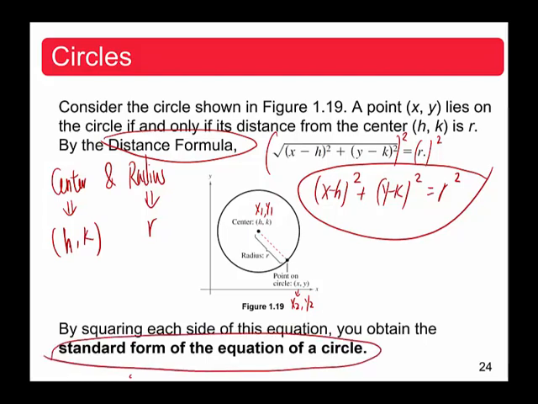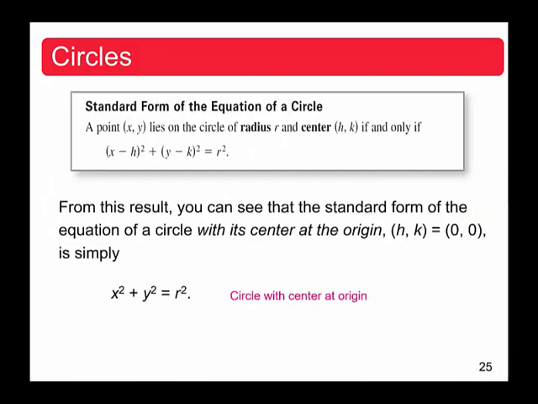So basically we utilize the distance formula, and the constraint on this particular graph is that the radius remains the same, right? The radius from the center to any point on the circle is r, and it remains the same. So the standard form of the equation of the circle: the point (x, y) lies on the circle of radius r and center (h, k) if and only if (x minus h) squared plus (y minus k) squared equals r squared.